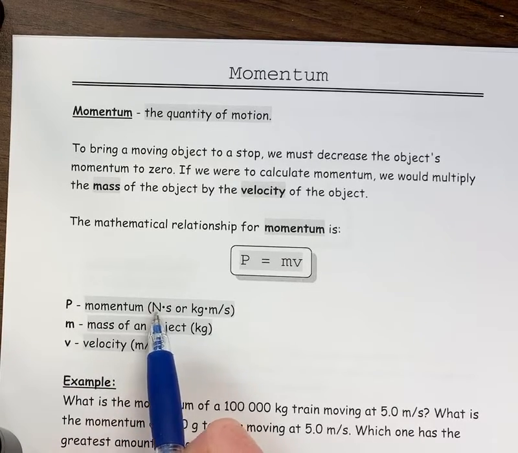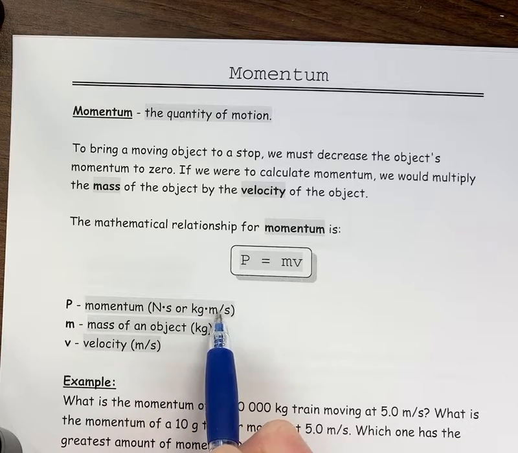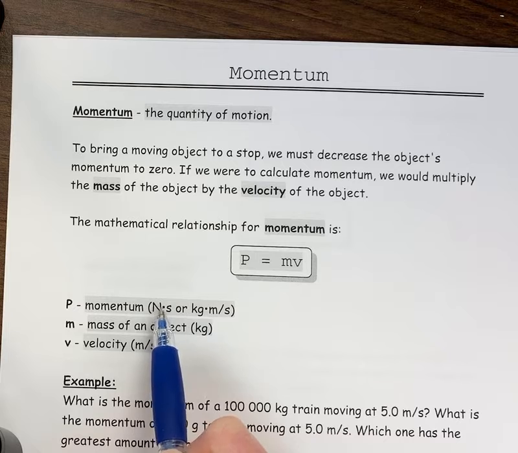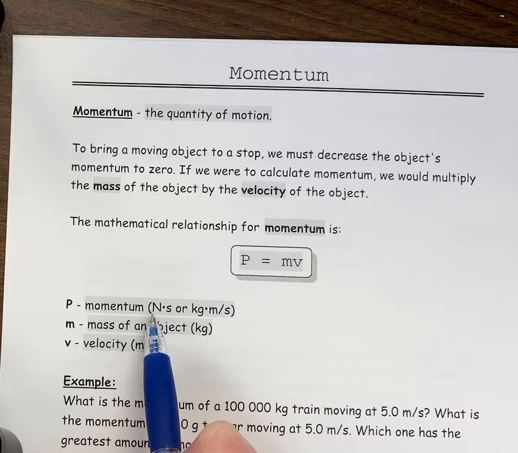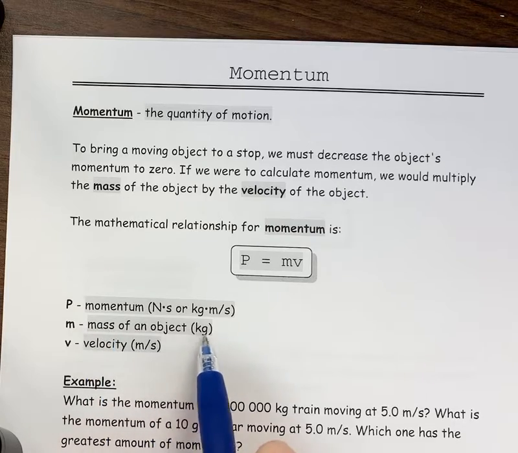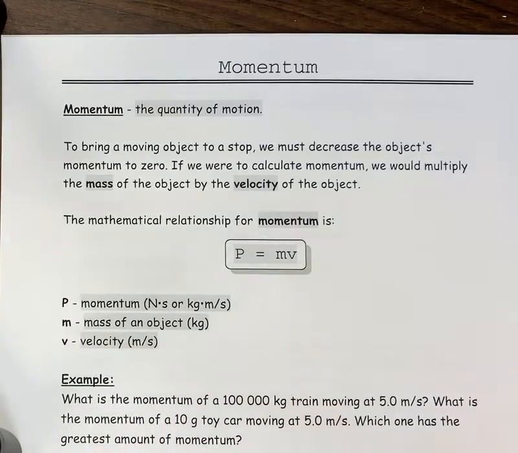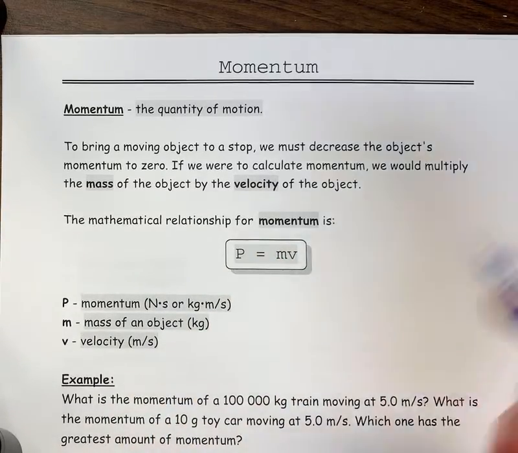The units are newton seconds or kilogram meters per second, because a newton is a kilogram meter per second squared, which is the force. Mass is going to be in kilograms, so make sure your units are in kilograms. Velocity is always in meters per second, so it's important that those units are the same. If you were given velocity in kilometers per hour, you would have to divide by 3.6 to find meters per second.